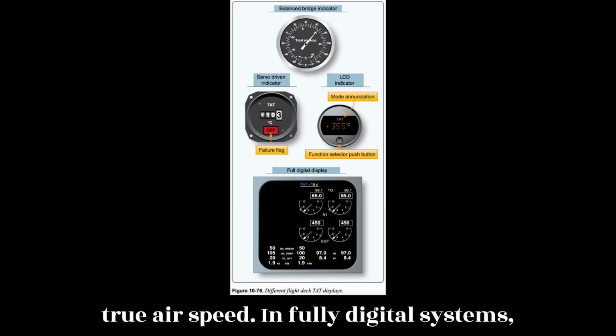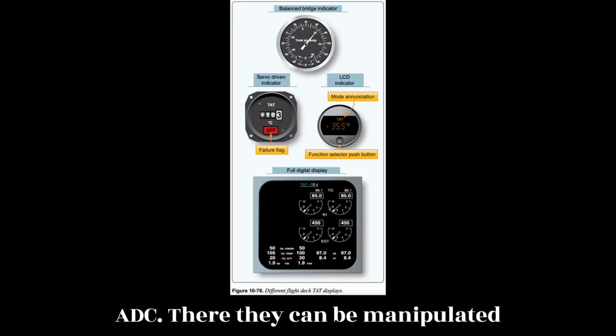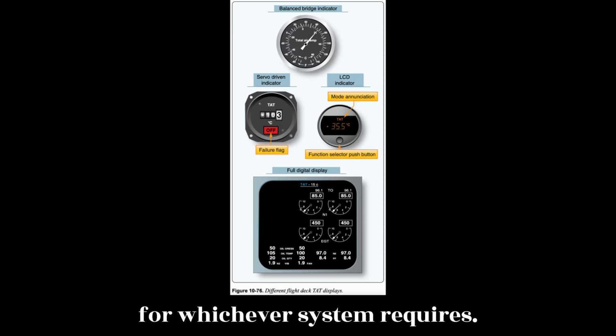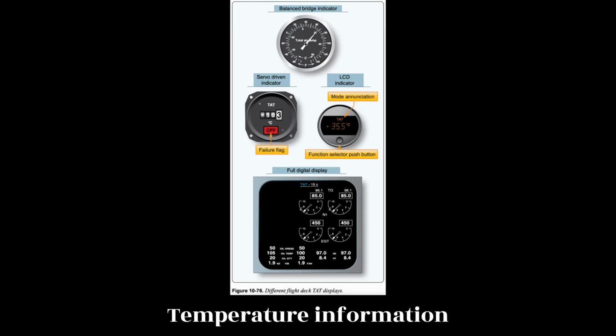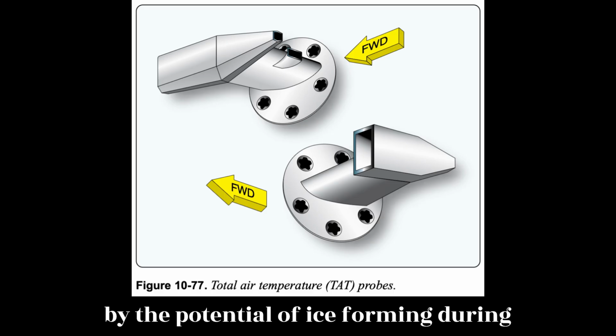In fully digital systems, the correction signals are input into the ADC. There, they can be manipulated appropriately for flight deck display or for whichever system requires temperature information. Figure 10(76). TAT sensor/probe design is complicated by the potential of ice forming during icing conditions.